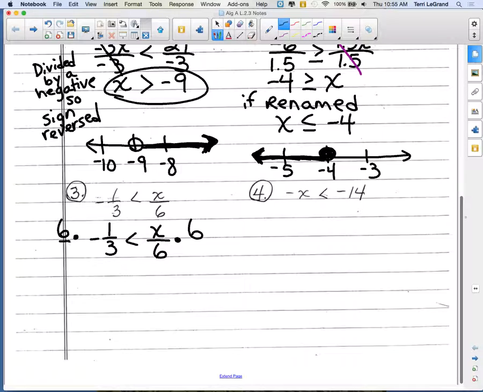Over here it would be convenient to put it over 1 because there's a fraction there.